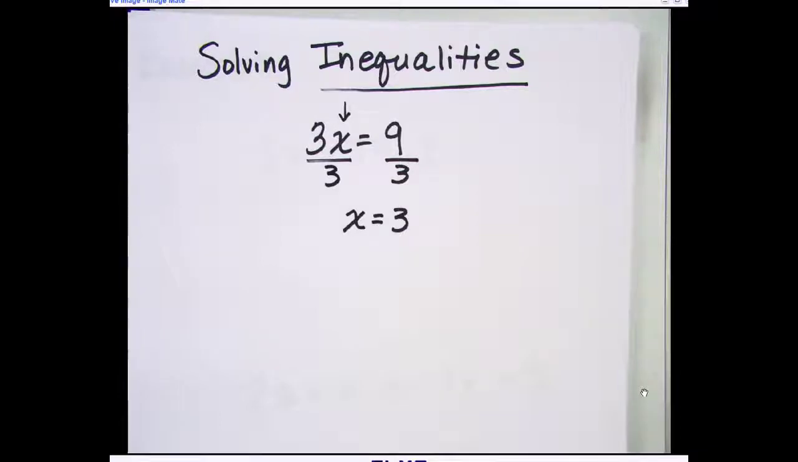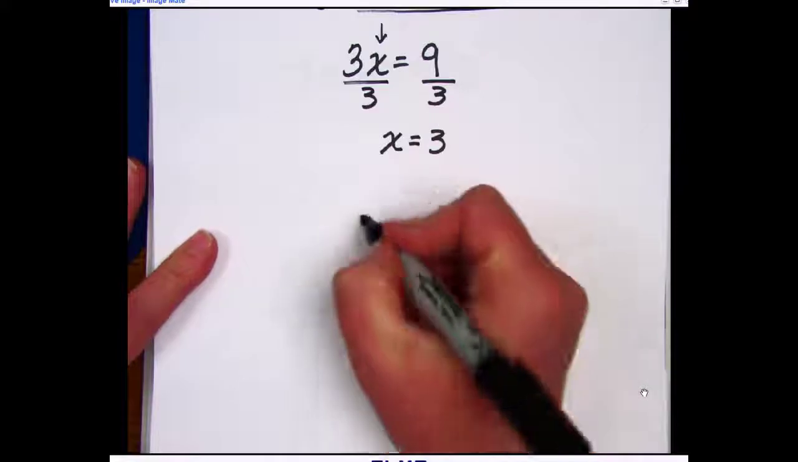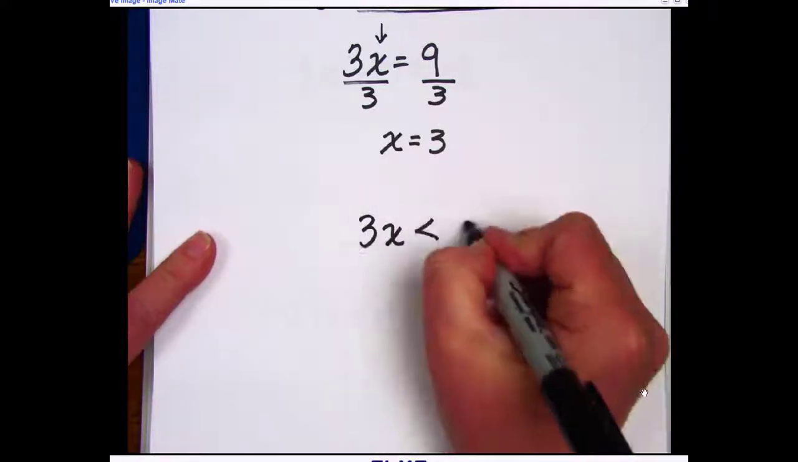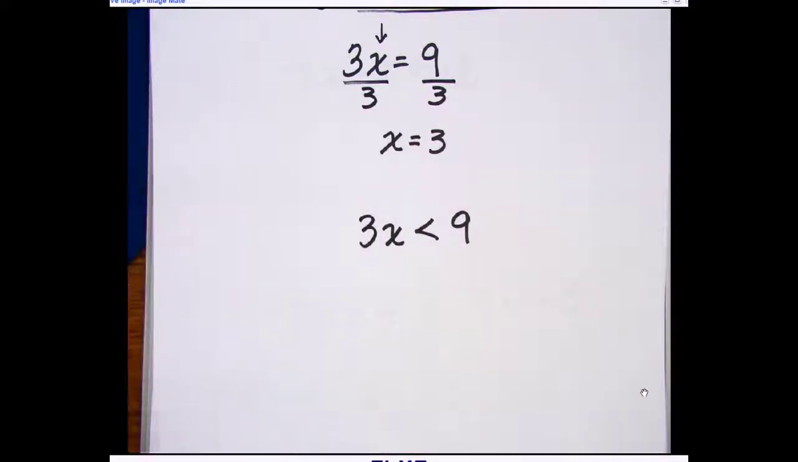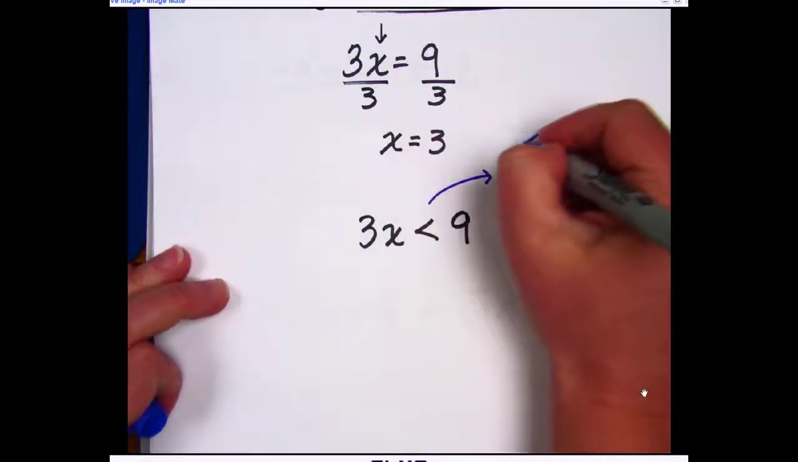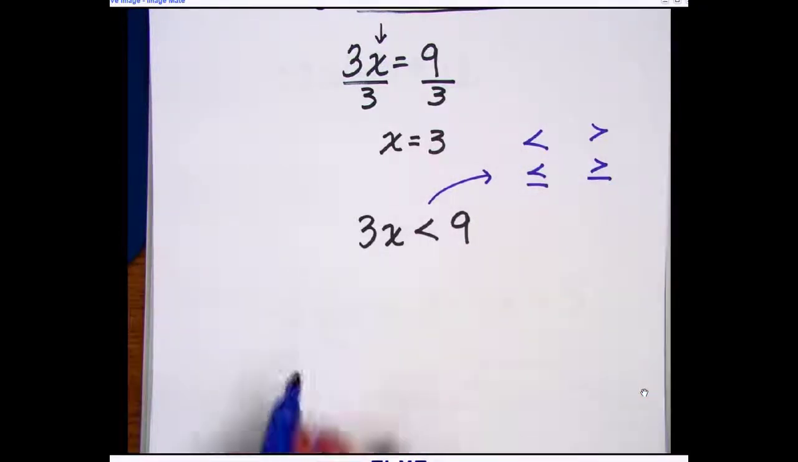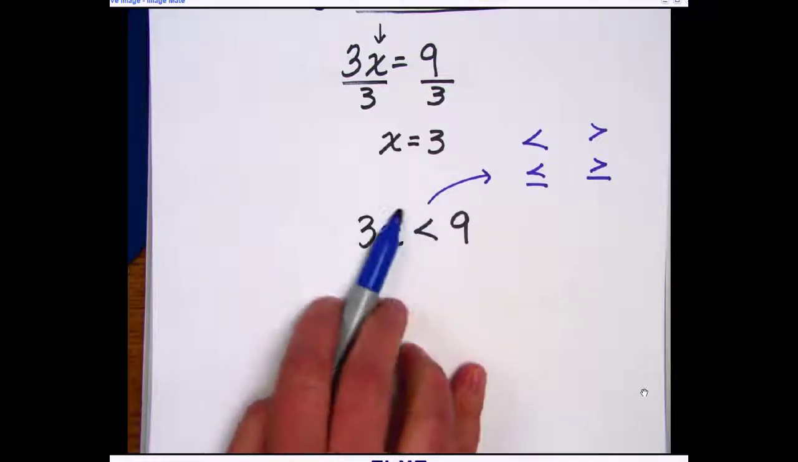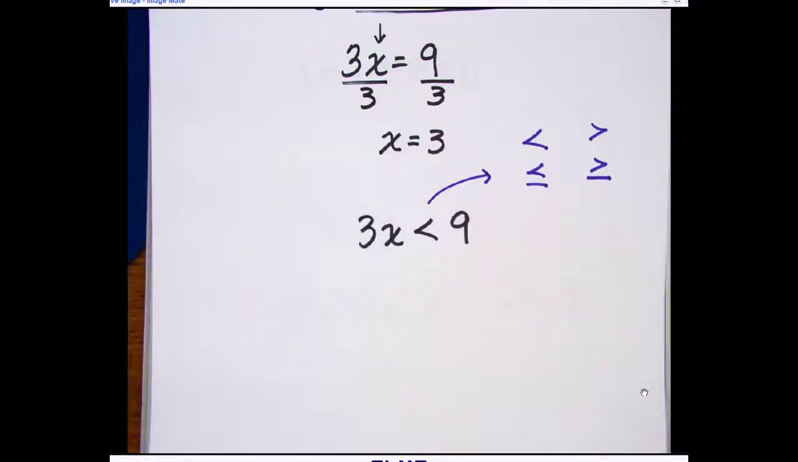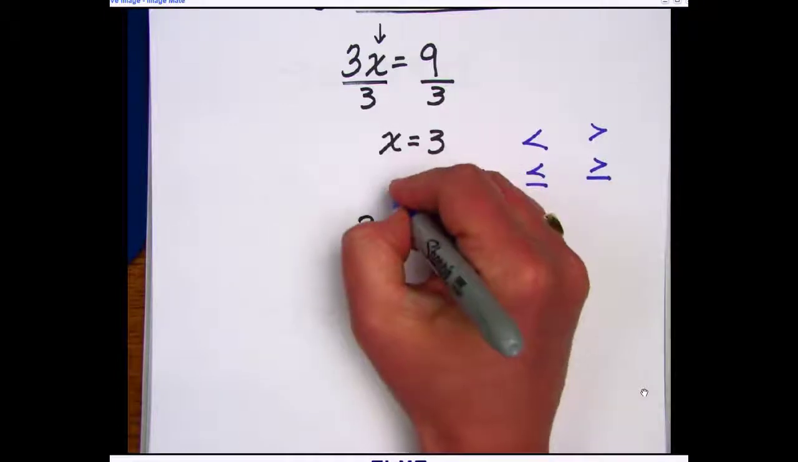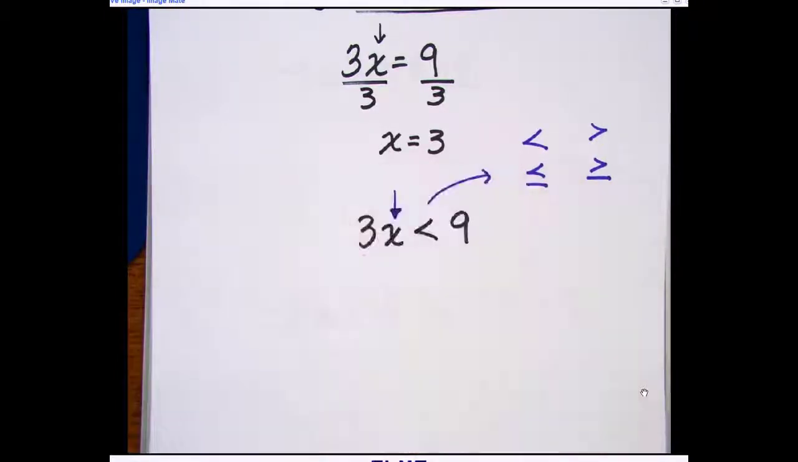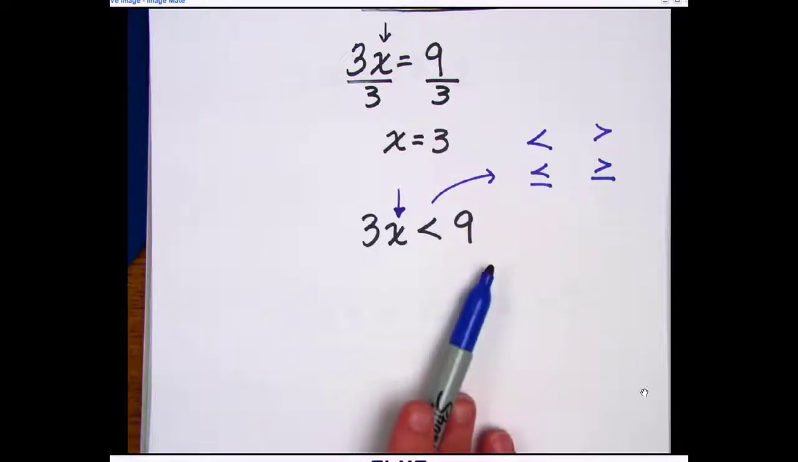When we move into solving inequalities, we're going to replace our equal sign with an inequality, something like this. Now, we have 4 different choices for inequalities. We can use less than or equal, greater than or equal. So we have 4 different inequalities that we can put in here. But again, our goals are going to be the same. We want to isolate our variable. Whatever we do on one side, we have to do on the other.